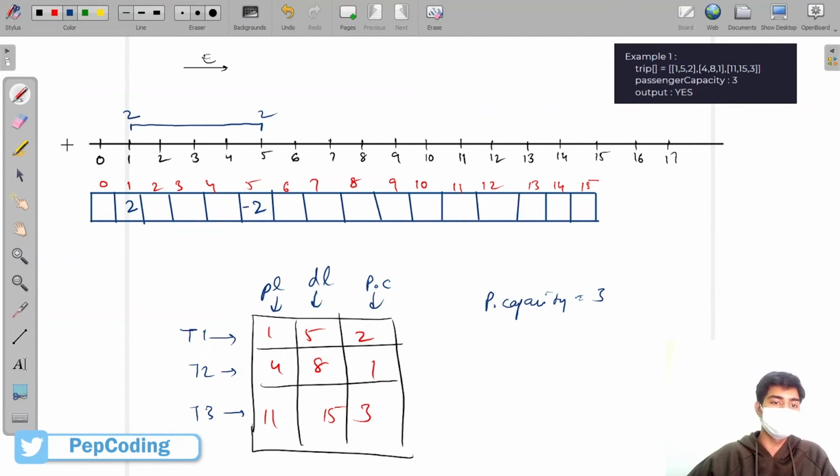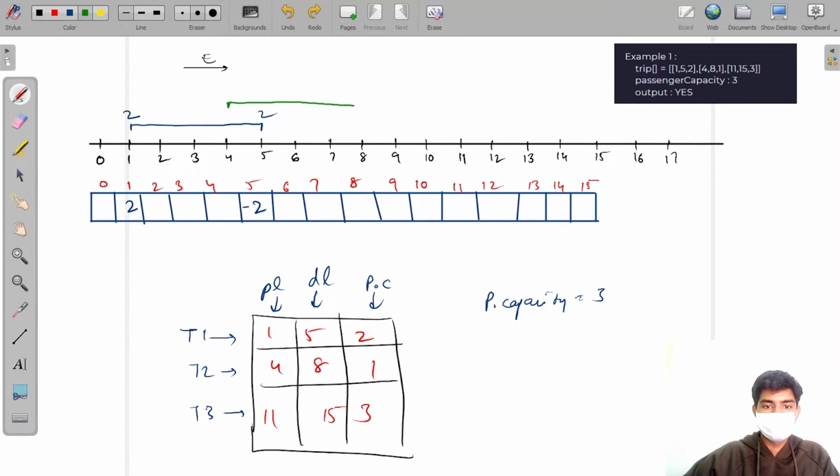Now the next trip is from 4 to 8. I pick up 1 person and I drop off this one person. So at 4, I will put 1, and at 8, I will put minus 1. The next, third trip is from 11 to 15, and I pick up 3 people and I drop off 3 people. So at 11, I'm going to put 3, and at 15, I'm going to put minus 3. This is going to be my array or vector, and every other location will have 0. The default value is going to be 0.